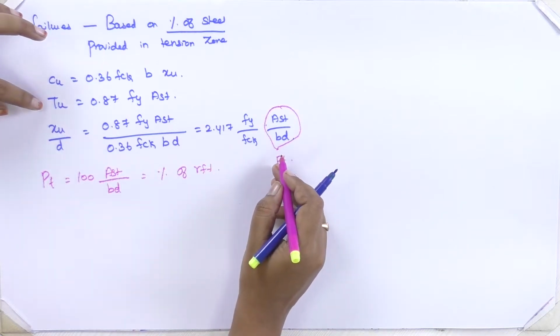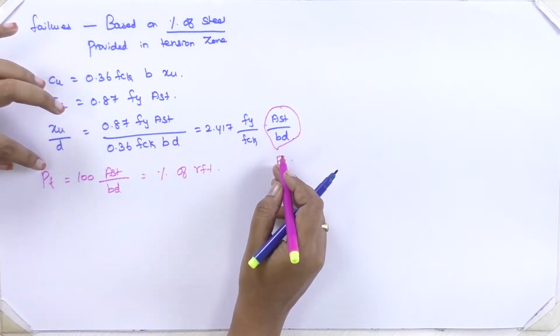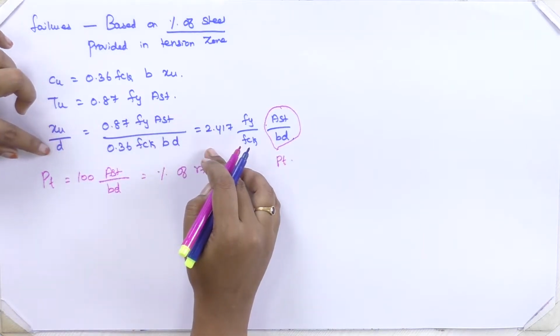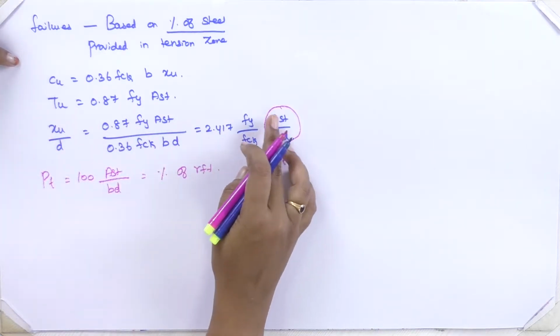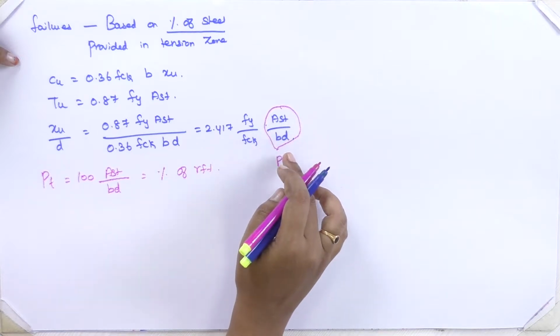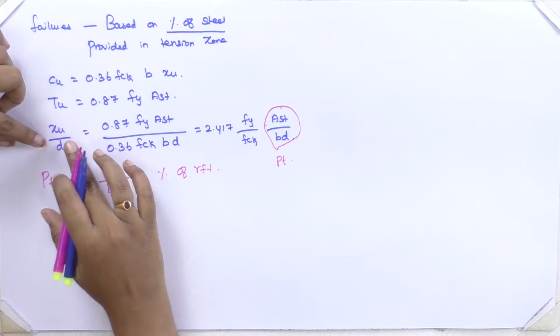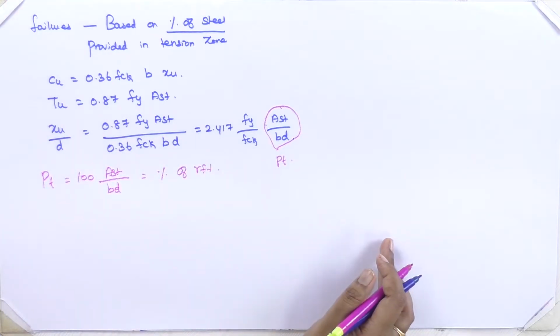So when you want to get the limiting percentage of reinforcement, you can directly put Xu max by d is equal to 2.417 fy by fck into your percentage of reinforcement. So this is the limiting Xu max by d value.